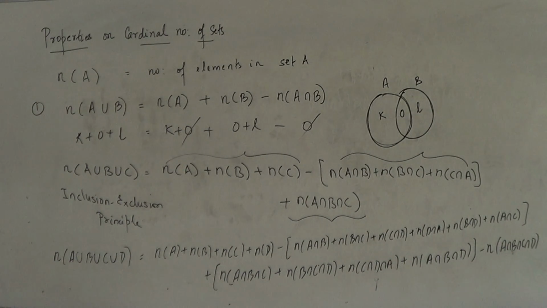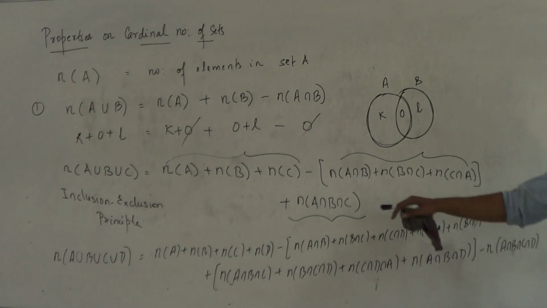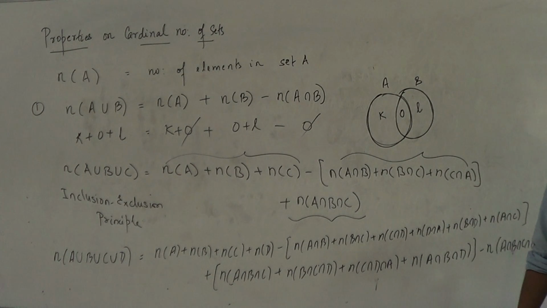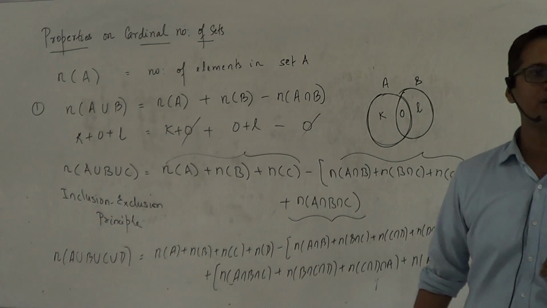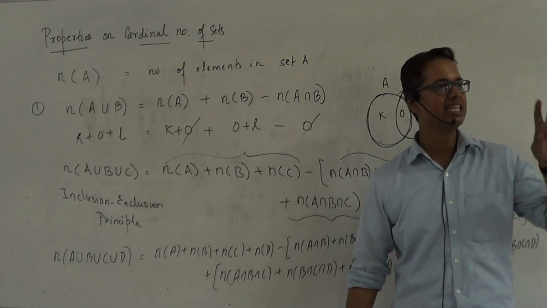Can you give me an expression, those who have already done this, for the number of elements falling in exactly 2 of the sets in A, B and C? Can you give me an expression in terms of NA, NB, NC and their intersections 2 at a time or 3 at a time? The expression for the number of elements falling in exactly 2 of the sets.